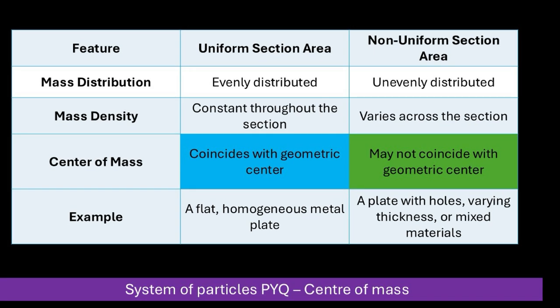Now, if we have to consider the differences between uniform section and non-uniform section, we discussed right now that the center of mass would coincide with the geometric center when the given lamina under consideration has a uniform section, and it may not coincide with the geometric center when the given lamina is of varying thickness or non-uniform thickness. So I hope this concept is clear, the significance of geometric center.